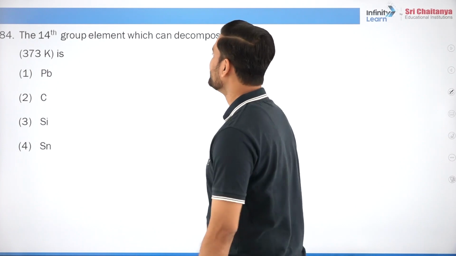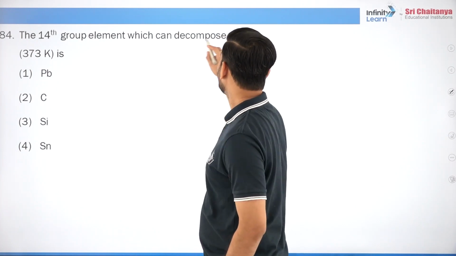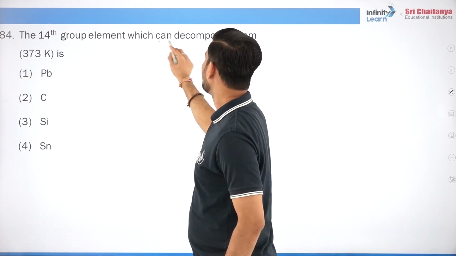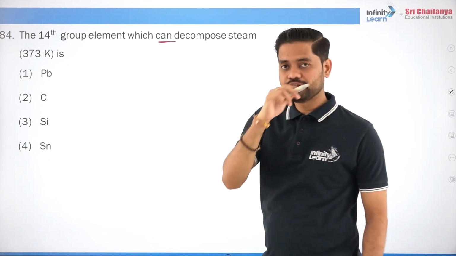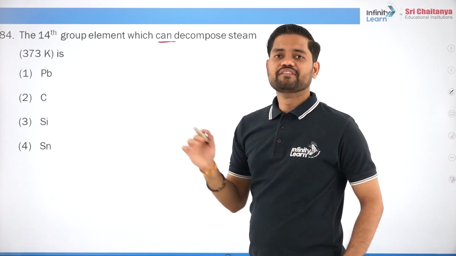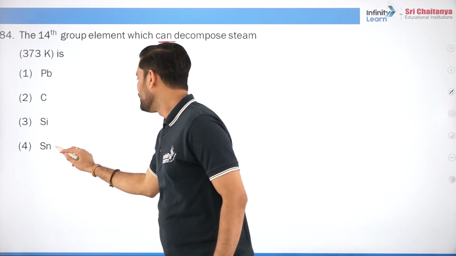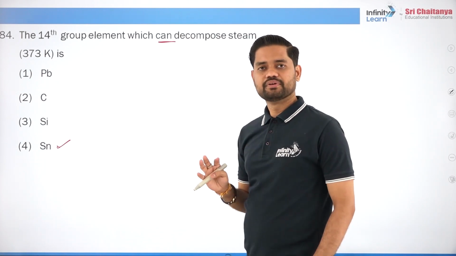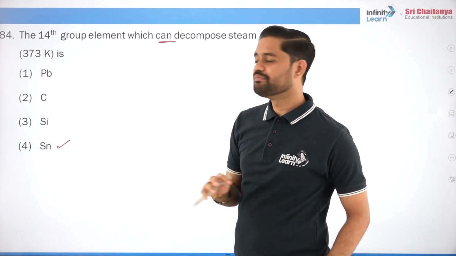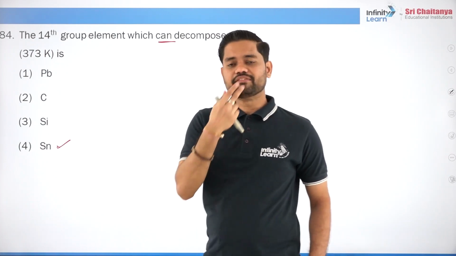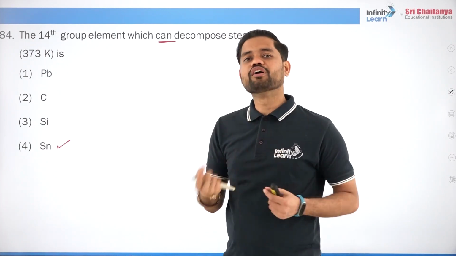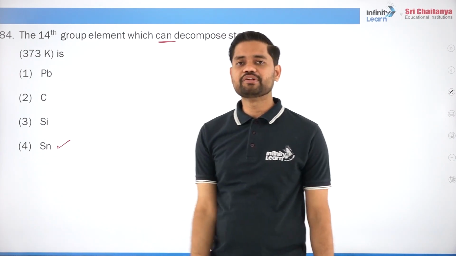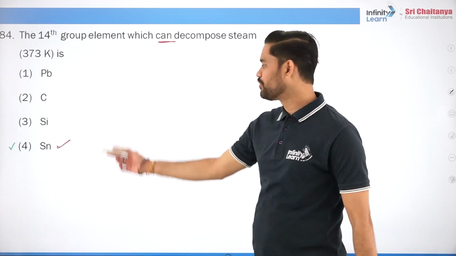Talking about 84, the group 14 element which can decompose steam. Sorry, not cannot, which can decompose steam. The only one that can decompose steam is tin. Carbon and silicon basically cannot decompose it. Lead, because of its protective oxide layer, won't be able to decompose steam. The only thing that can decompose steam is tin.